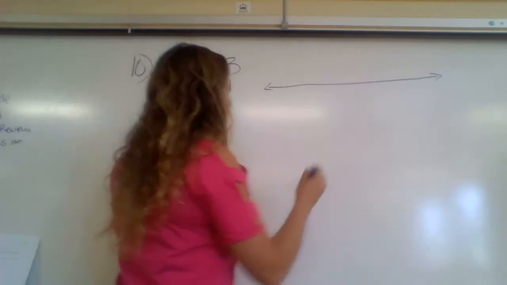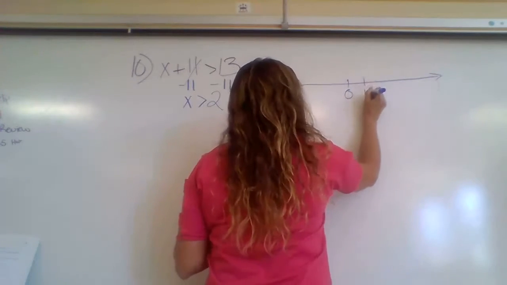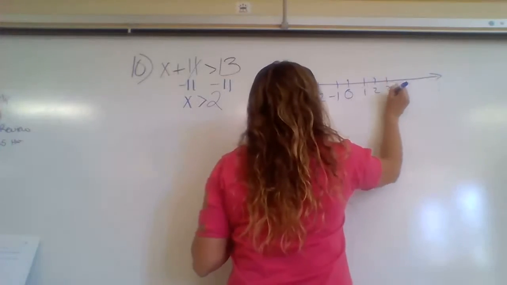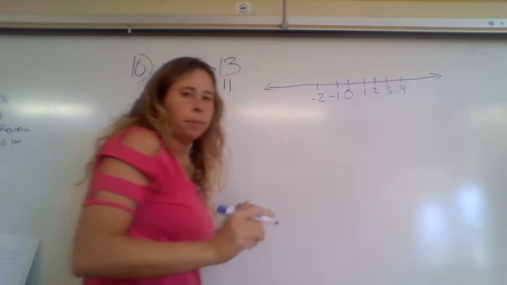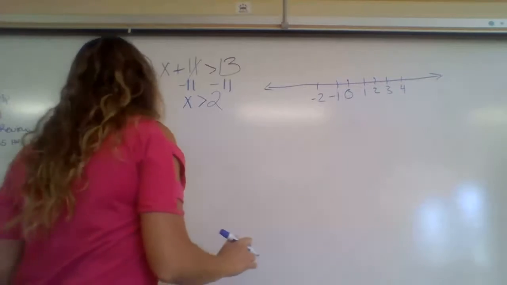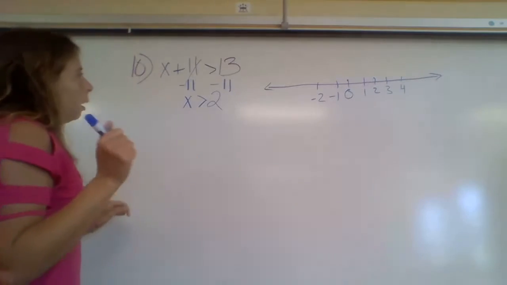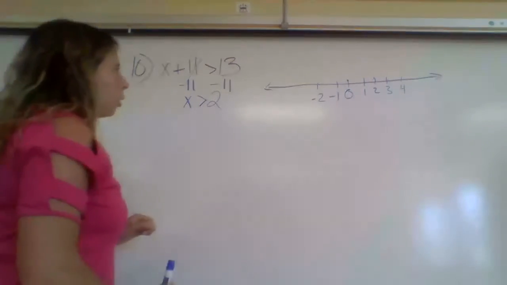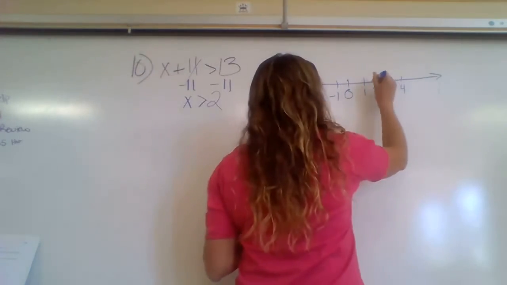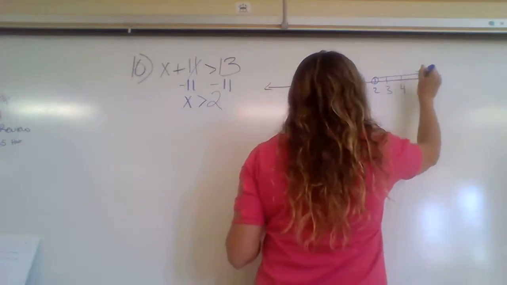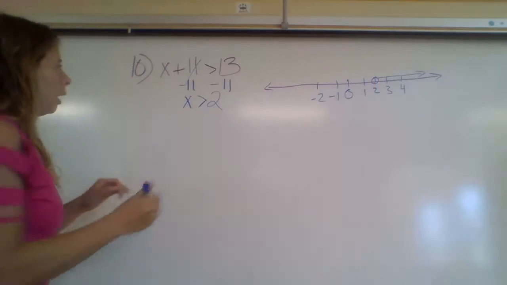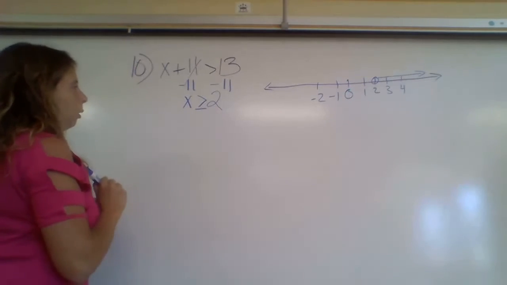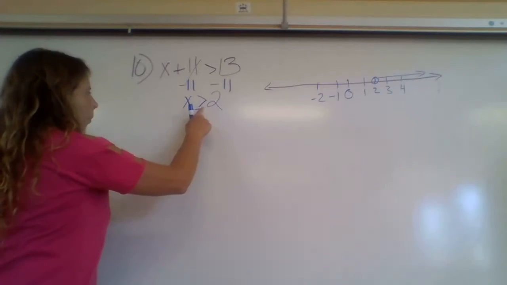So it's greater than 2, so I'll go 0, 1, 2, -1, -2, 3, 4, and so on, right? So then we're greater than 2. There's no equal part right here, so that means this is an open circle. Open circle, and then greater than. If there was an equal sign, if it was greater than or equal to 2, I would color in that circle. Okay?